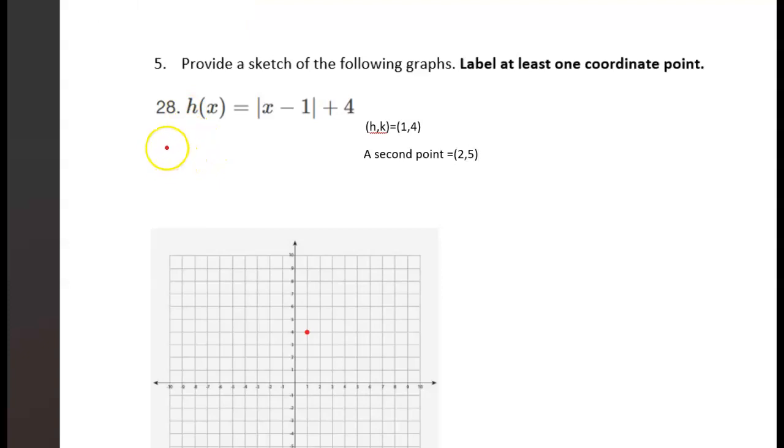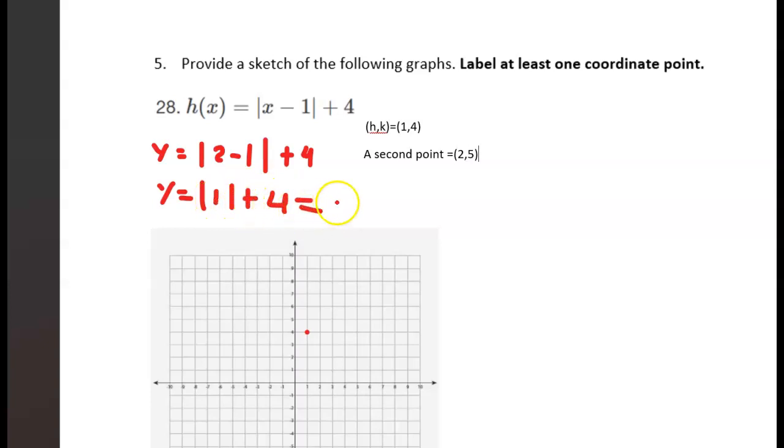So technically, your y is going to be the absolute value of 2 minus 1, and then plus the value of 4. So your y value is equal to the absolute value of 2 minus 1, which is 1, and then plus 4, we're going to end up with 5. So that's what I was referring to. So in this case, 2 is going to be at 5, which is here.